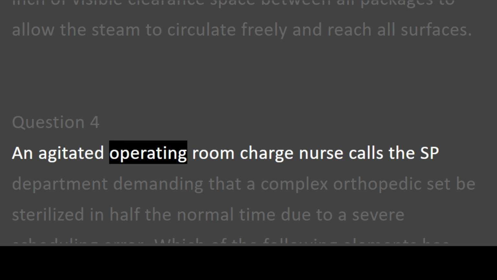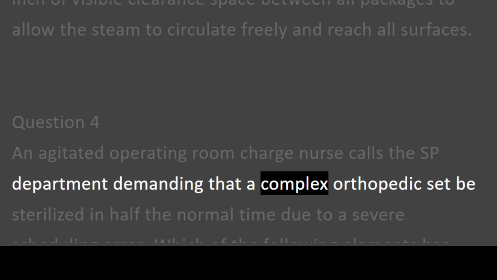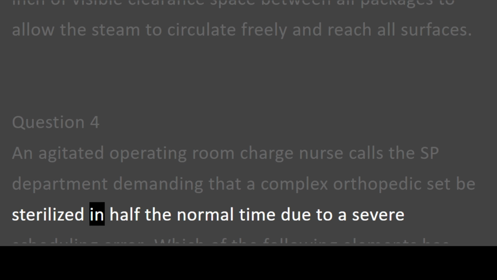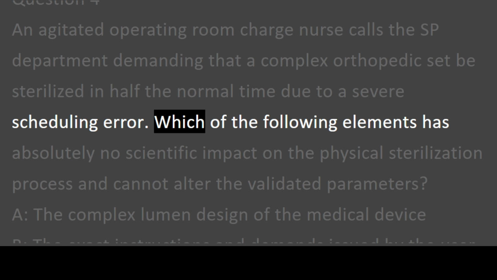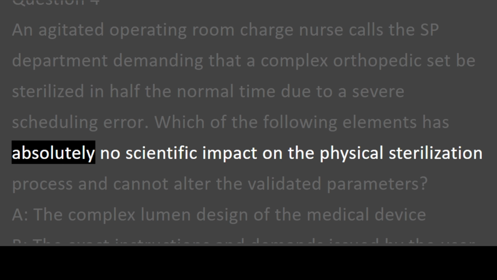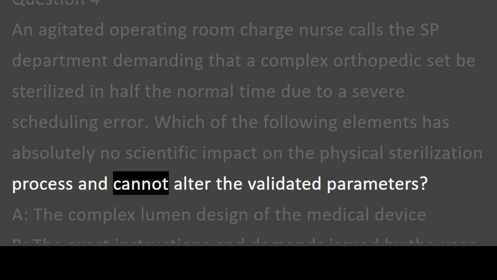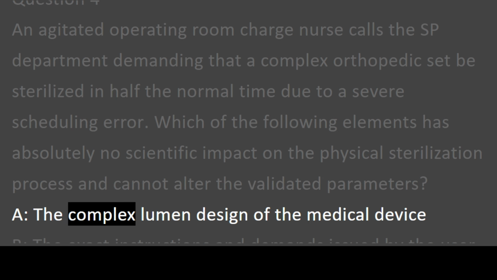An agitated operating room charge nurse calls the SP department demanding that a complex orthopedic set be sterilized in half the normal time due to a severe scheduling error. Which of the following elements has absolutely no scientific impact on the physical sterilization process and cannot alter the validated parameters? A. The complex lumen design of the medical device.